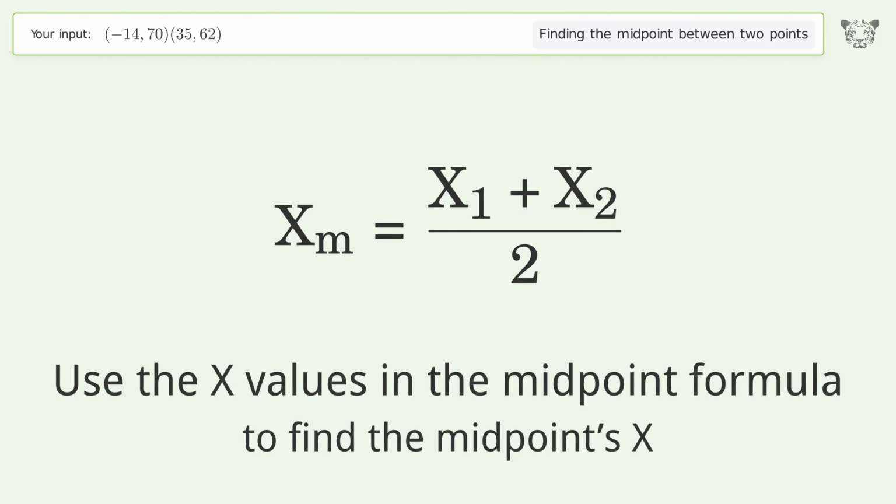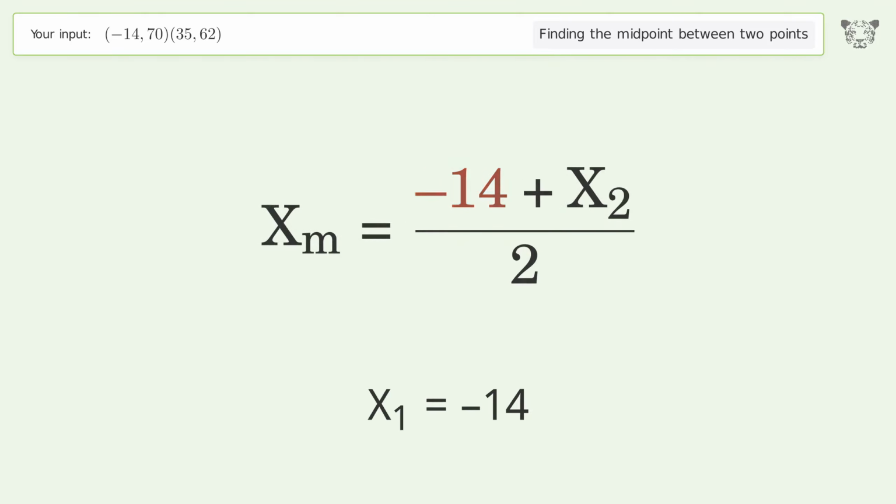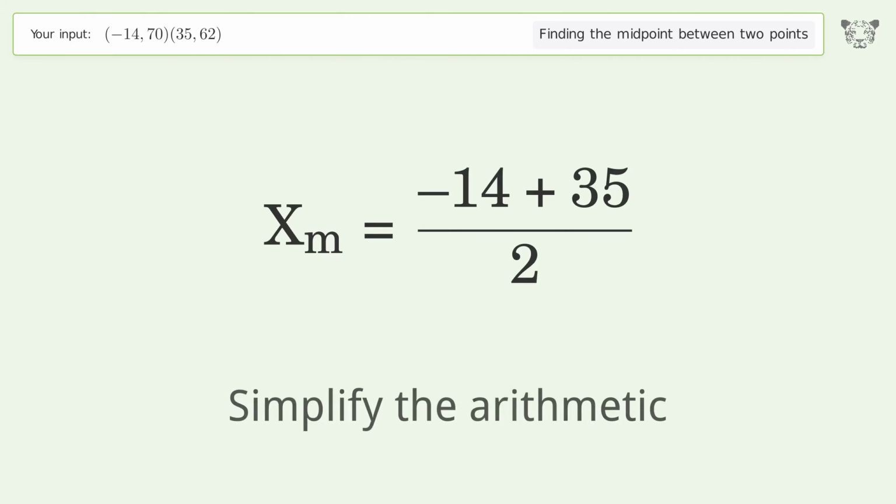Use the x values in the midpoint formula to find the midpoint's x. x1 equals -14. x2 equals 35. Simplify the arithmetic.